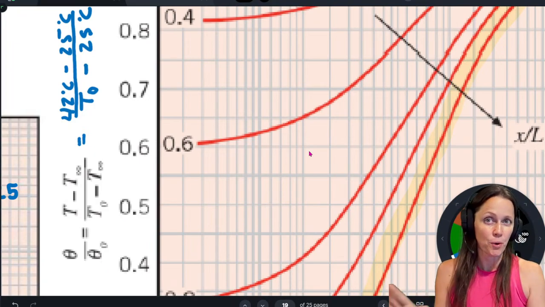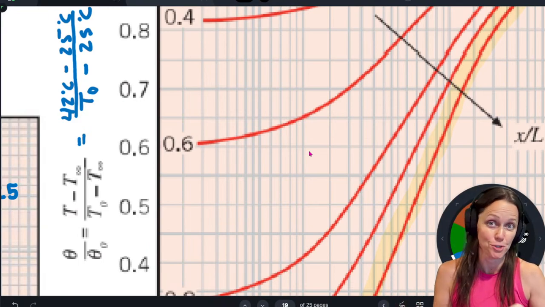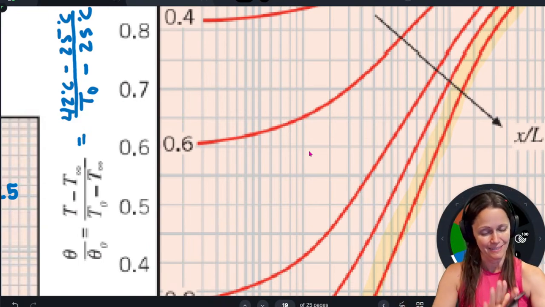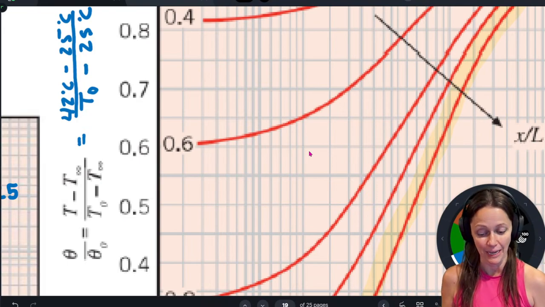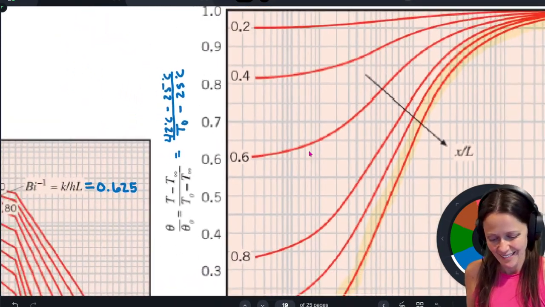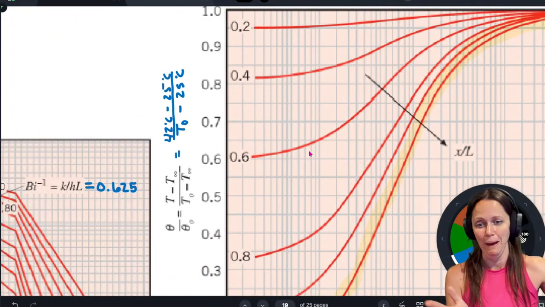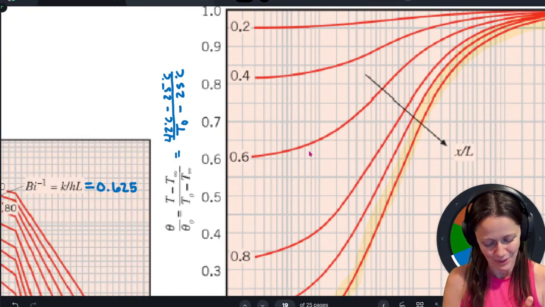I'm the same way, I don't particularly like them. You don't have to use these. You could just plug the numbers in and be happy with that. But you may decide you like the Heisler chart, so here we go. If you decide you don't want to use them, just tune out for a little bit, and then we'll come back in a minute to do the other analytical solution.